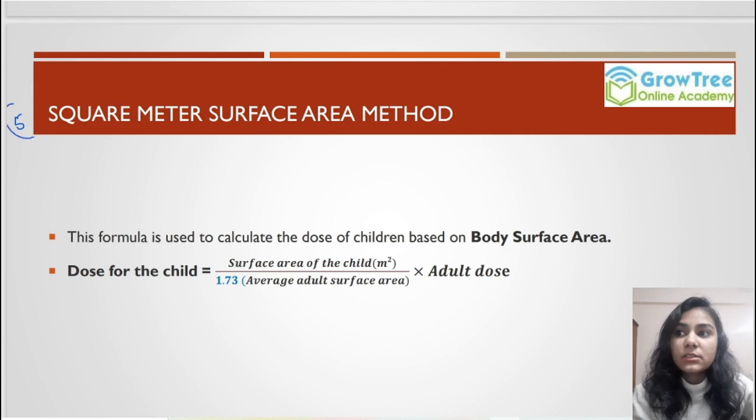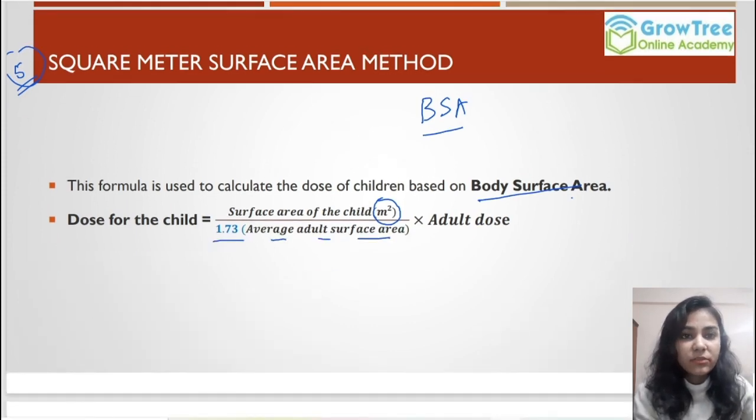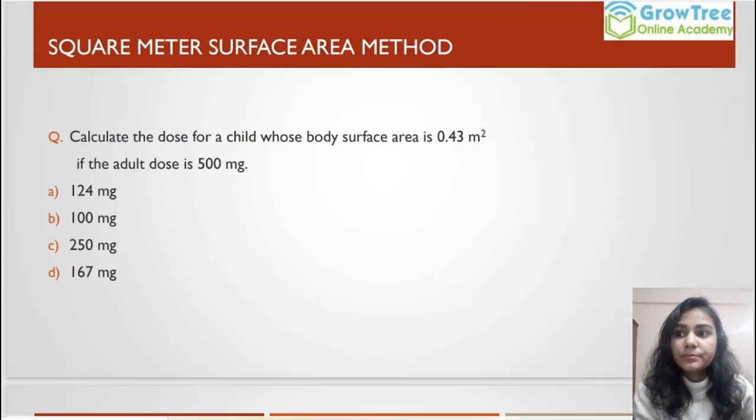Now the last one is the square meter surface area method, which takes into consideration the body surface area, and the formula is as follows: surface area of the child in meter square upon 1.73 into adult dose. Here 1.73 is nothing but the average adult surface area. Here is a question based on this formula: calculate the dose for a child whose body surface area is 0.43 meter square if the adult dose is 500 mg.